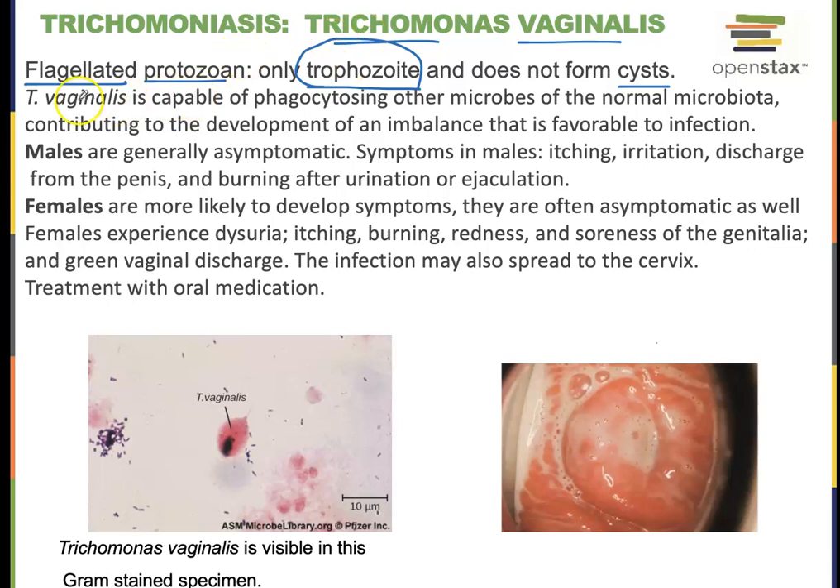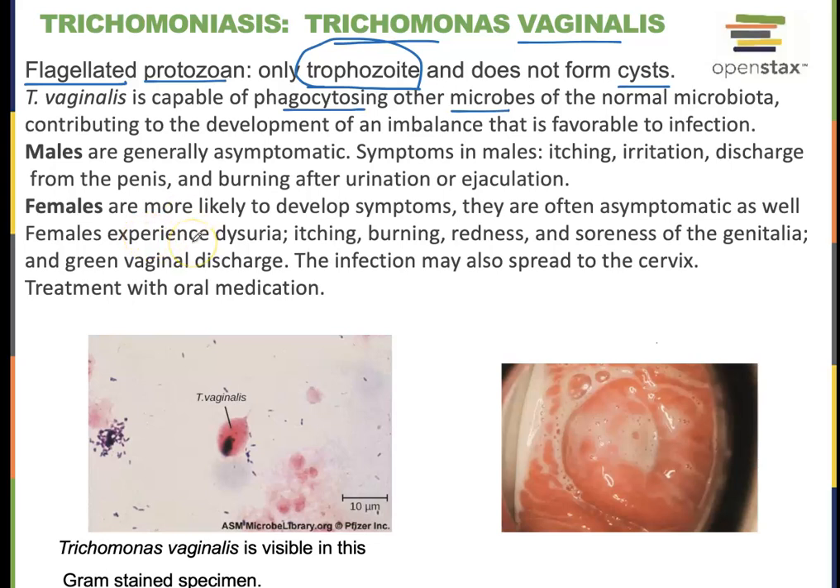So once the protozoan gets into the body or mucous membrane, it can actually eat the other microbes. It phagocytoses other microbes, and it can cause the normal microbiota to change and develop an imbalance, but the imbalance is actually favorable for the Trichomonas protist. So for males and females, males are generally asymptomatic. If they do have symptoms, they're very similar to urethritis, right? So itching, irritation, there's some discharge and burning after urination or ejaculation. And females are more likely to develop symptoms.